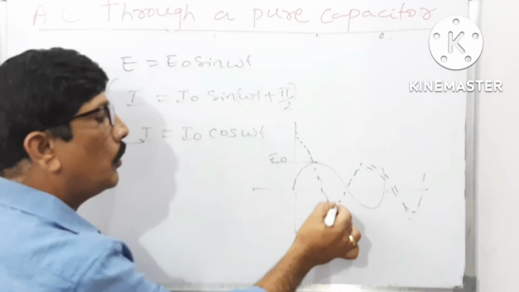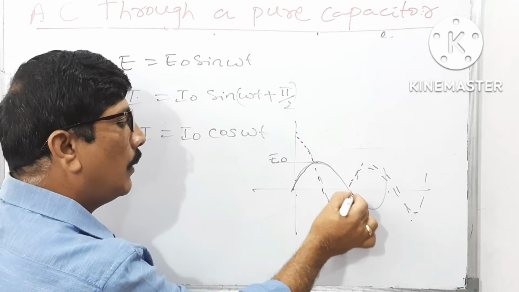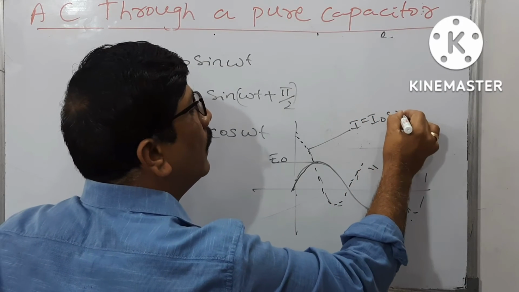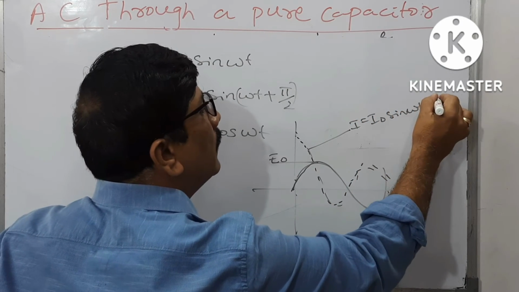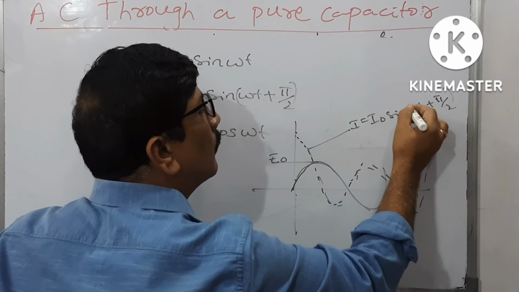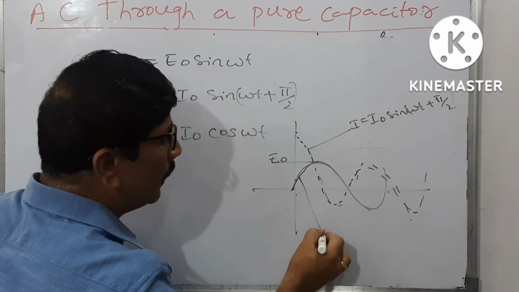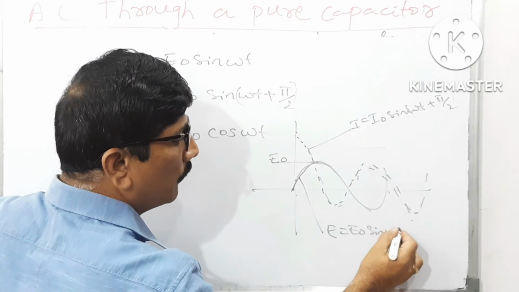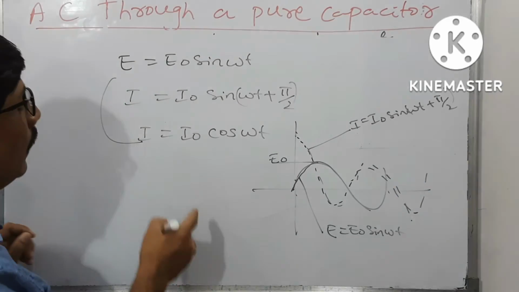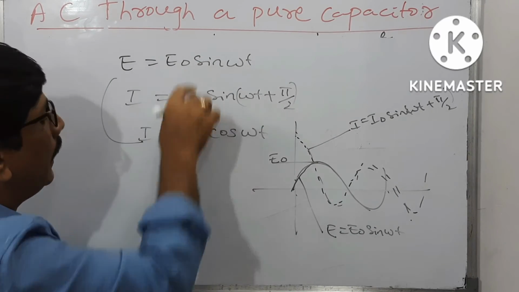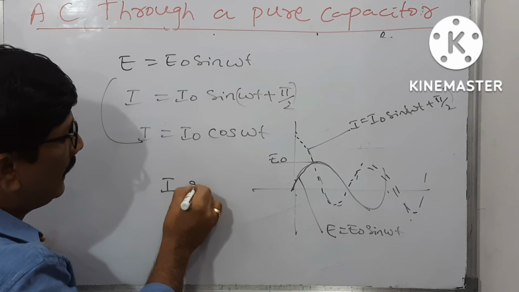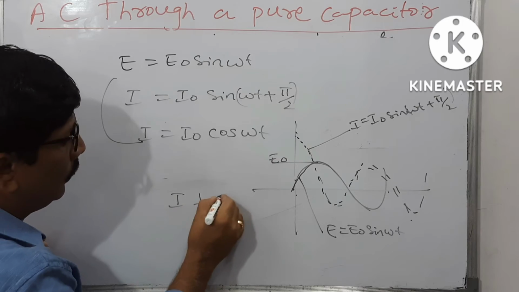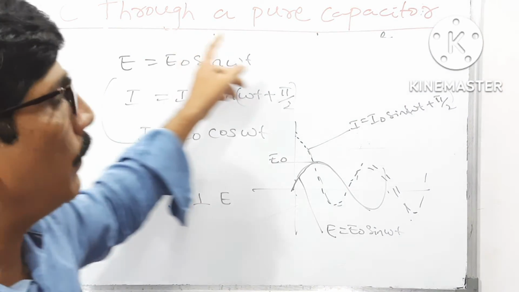This dotted line is showing the current, this solid line is showing the EMF. So this is nothing but I is equal to I naught sin omega t plus 90 degrees or pi by 2. But this is showing E is equal to E naught sin omega t. Just to see, that means what? Current and EMF are 90 degrees out of phase. Current is perpendicular to EMF in case of a pure capacitive circuit.